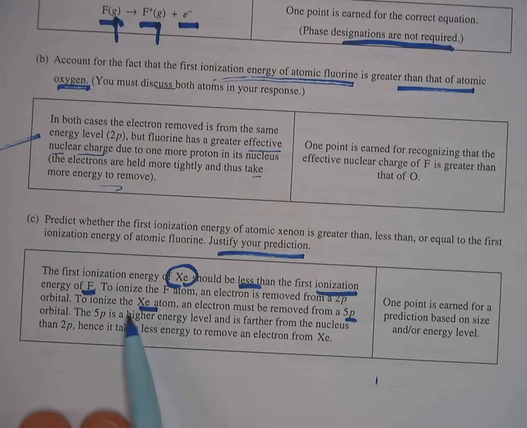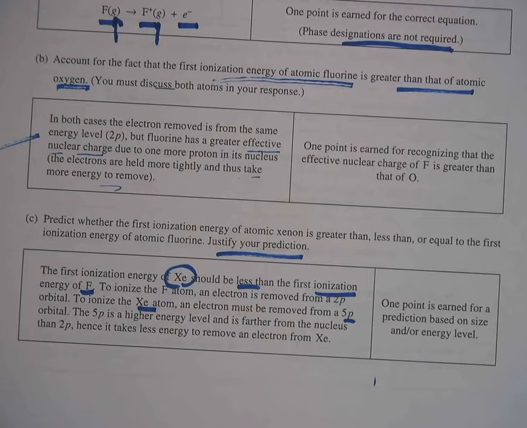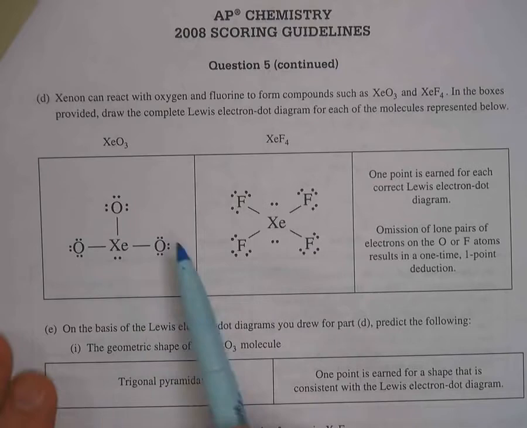So anyway, going back to reading this again. To ionize xenon, the electron will be removed from a 5p orbital. The 5p is a higher energy level and further away from the nucleus than 2p, hence it takes less energy to remove. Let's see, they go on with some more questions here. Now they ask some questions about drawing Lewis dot structures. That's chapter 8, and shapes and stuff like that. We'll come back to that when we review chapter 8.